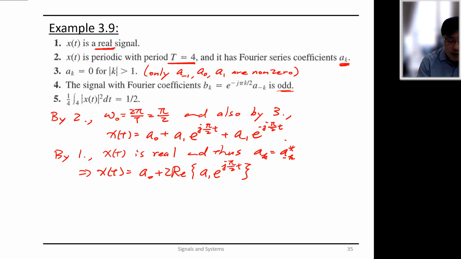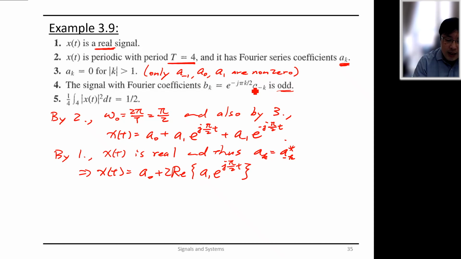Now we have used properties 1, 2, and 3. Now what about property 4? Property 4 is a little bit tricky. Now we're looking at a signal whose Fourier series coefficient is this e to the minus j pi k over 2 times a sub minus k.